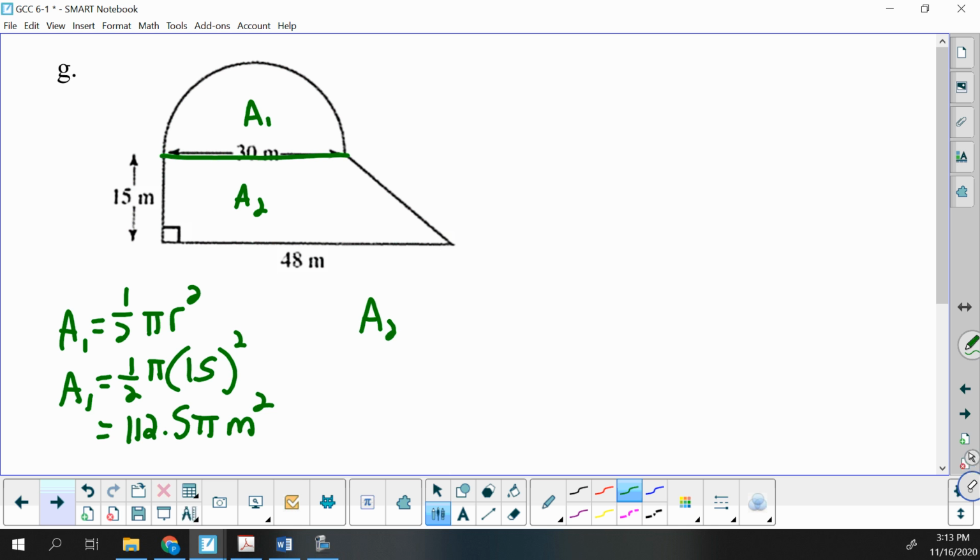Now for area 2, we have a trapezoid. So we'll have 1/2 our height, which was 15, times the sum of our bases. Base 1 was 48 and base 2 was 30, and you can interchange those bases. It doesn't have to be in that order. And when we punch that all in, it comes out to a nice 585 meters squared.